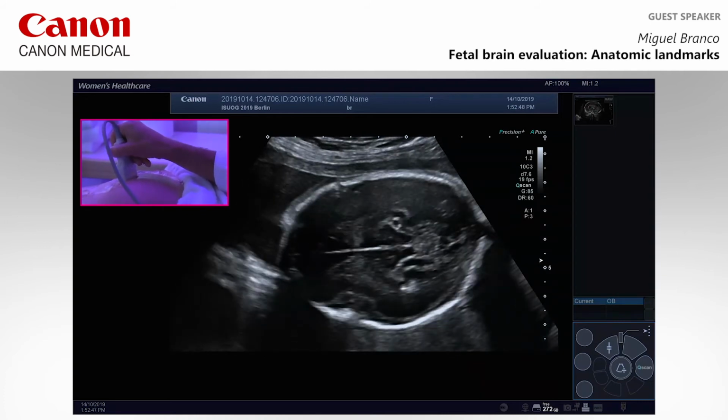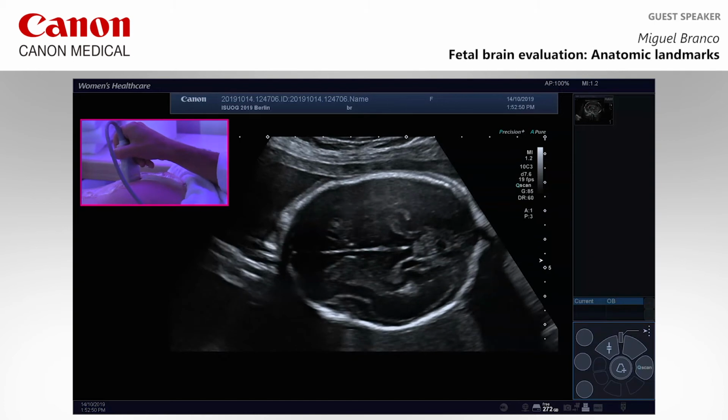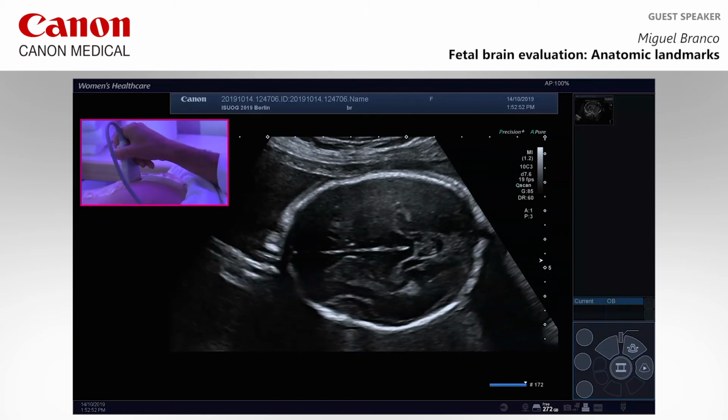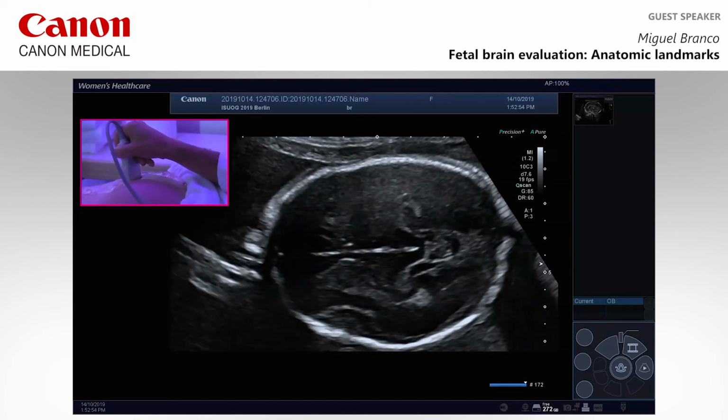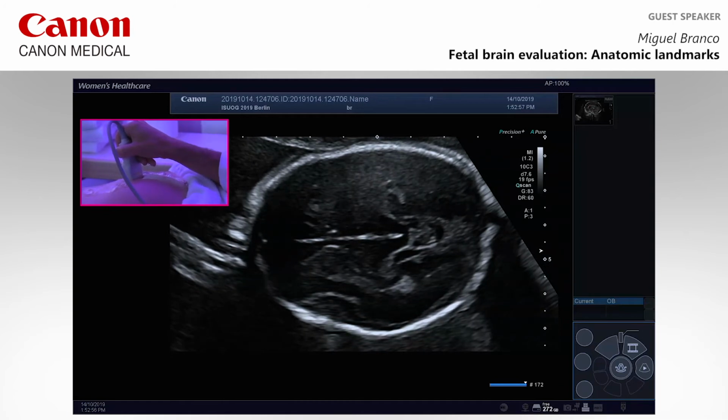We should also take a look at the Sylvian fissure. This lady is at 23 weeks. This angle, as described by Quarello, at 24 weeks should be 90 degrees, and it is almost there. The landmarks for this evaluation are the fornix anteriorly and the ambient cistern posteriorly.